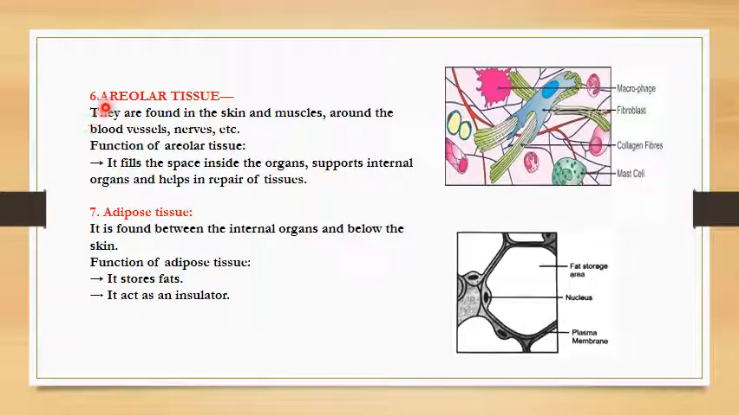6. Areolar tissue. They are found in the skin and muscles around the blood vessels, nerves, etc. Function of areolar tissue: it fills the space inside the organs, supports internal organs and helps in repair of tissues. 7. Adipose tissue. It is found between the internal organs and below the skin. Function of adipose tissue: it stores fats. It acts as an insulator.